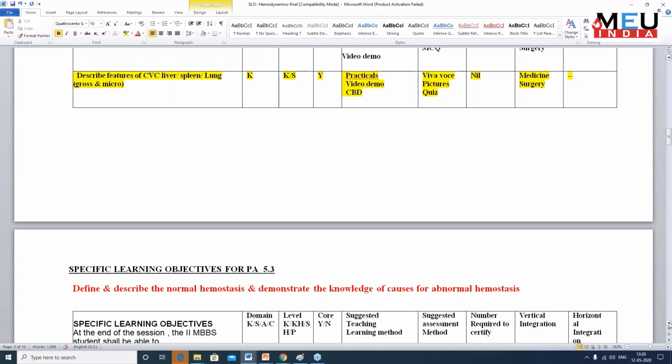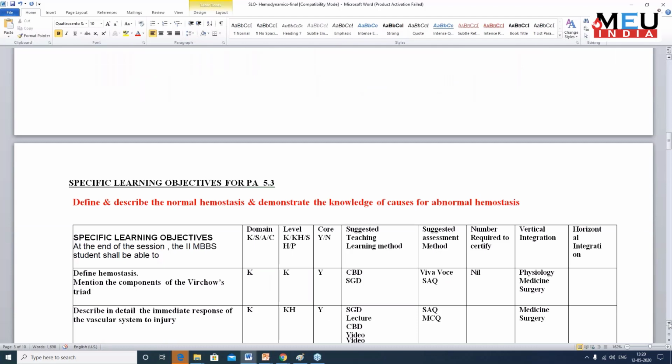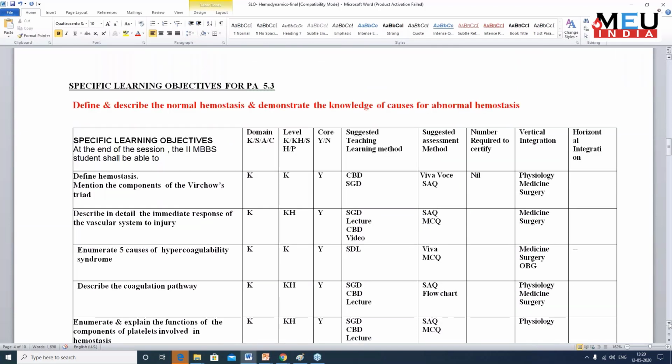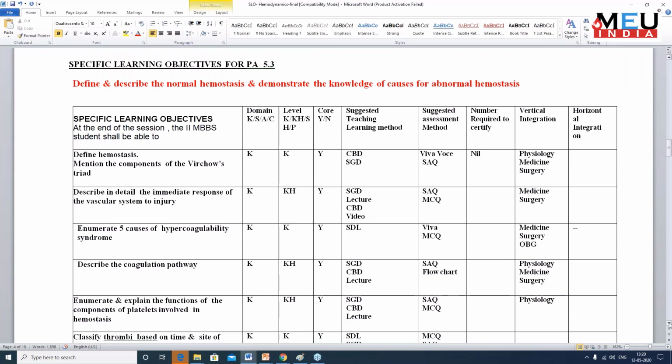I'll make the changes. We'll move describe to the next SLO. That will go to practicals, sir. So the next SLO is define and describe the normal hemostasis and demonstrate the knowledge of causes for abnormal hemostasis. The first thing the student needs to know is the definition of hemostasis and the components of Virchow's triad. Here, a case-based discussion or a small group discussion is sufficient, and we can assess the student either in viva voce or short essays.